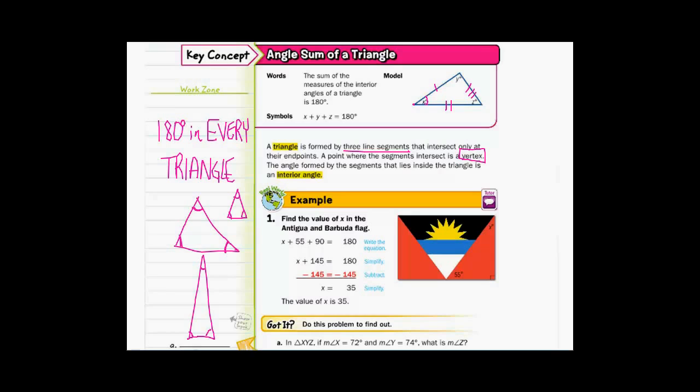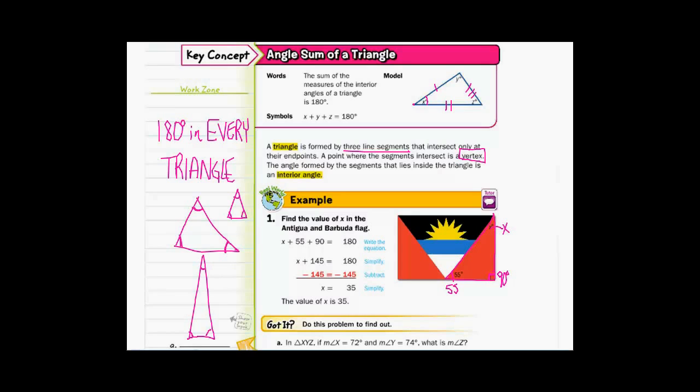So find the value of x in the Antigua and Barbuda flag. They're talking about this triangle right here. If you can see it, it looks kind of dark. It's kind of hard for me to see. This angle right here is 55. Right here, that has a box in this corner. What does that box mean? Yep, that's a 90-degree angle. That is a right angle. And you're looking for this angle right here.